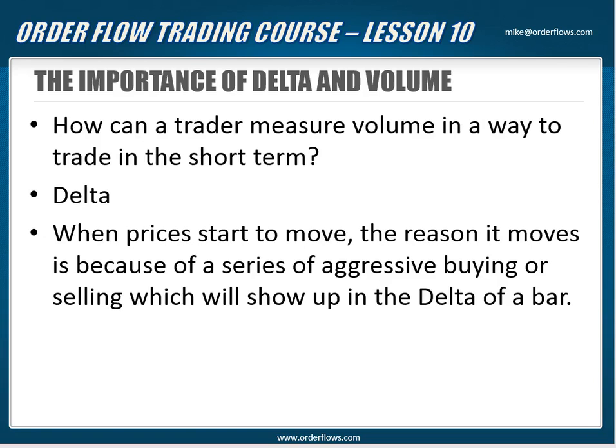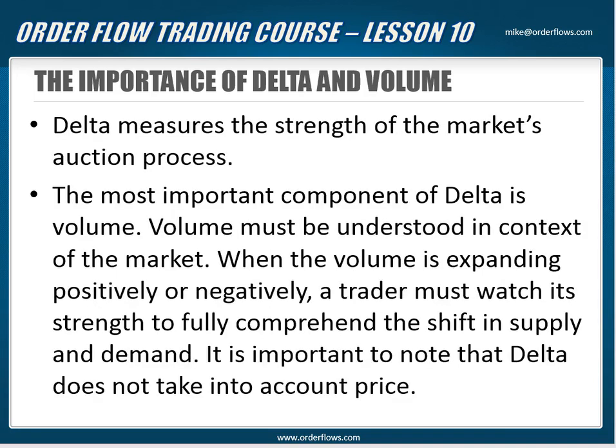So let's get into delta. How can a trader measure volume in a way to trade in the short term? Well, there's this thing called delta that you're going to see on volume footprint charts. When prices start to move, the reason it moves is because of a series of aggressive buying or selling, which will show up in the delta of a bar. Delta measures the strength of the market's auction process.